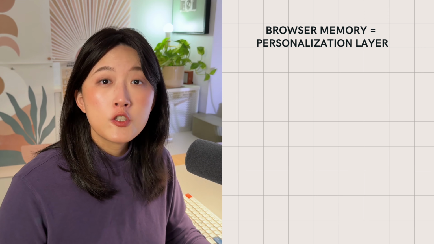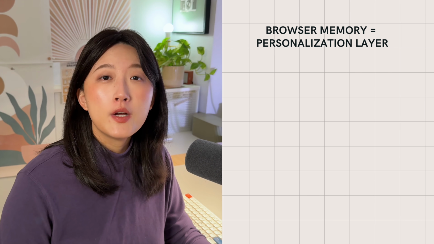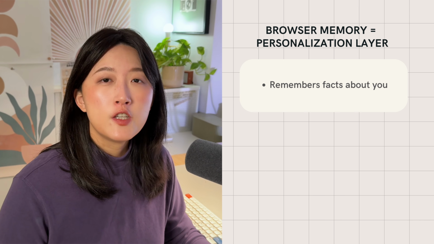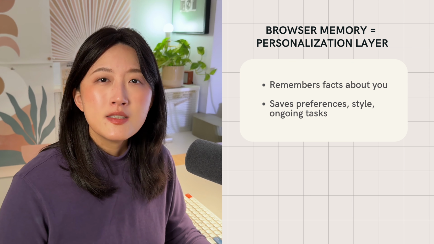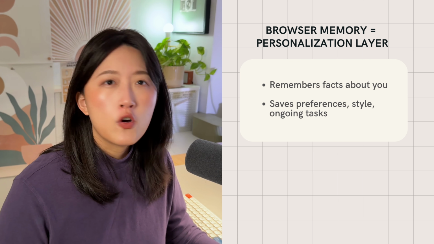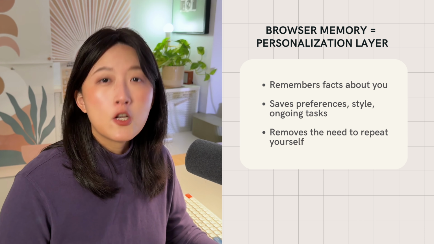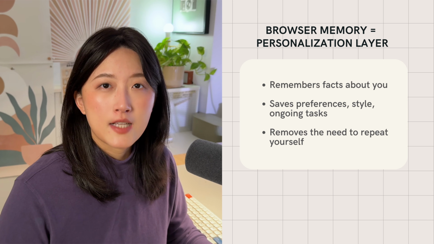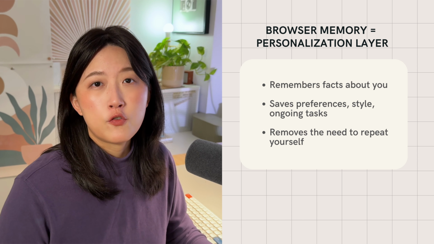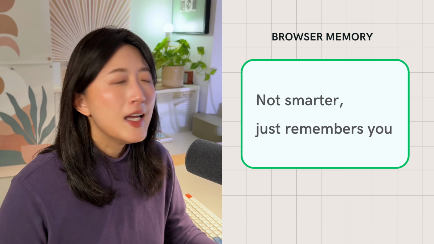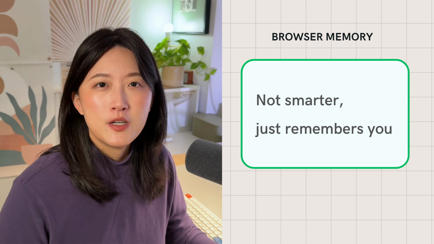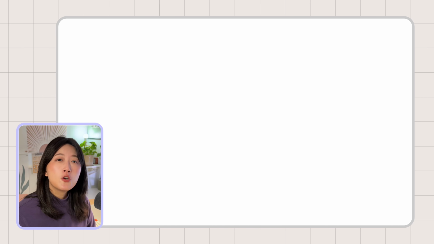It is one of the first steps toward ChatGPT becoming a real AI assistant. It's a lightweight feature that remembers simple details about you and your ongoing work, things like preferences, tone of voice, and active projects, and automatically reuses them across chats. The whole point is to save you from repeating yourself and make ChatGPT more personalized and consistent. It doesn't make ChatGPT smarter, it makes ChatGPT remember you, which is essential if AI is going to adapt to the way you work. Let me show you how this works.